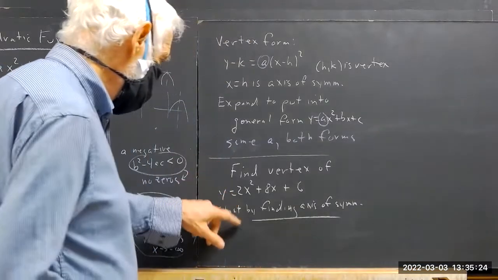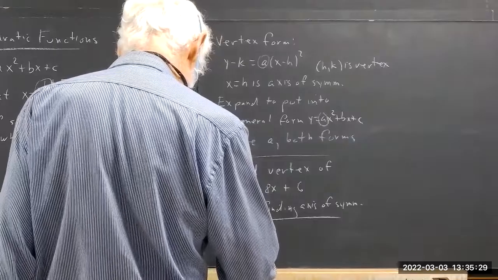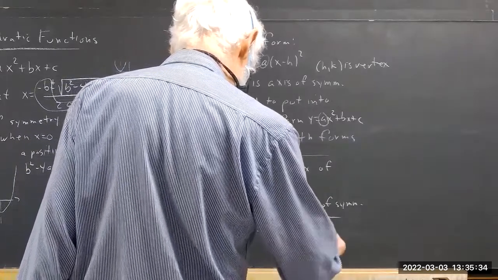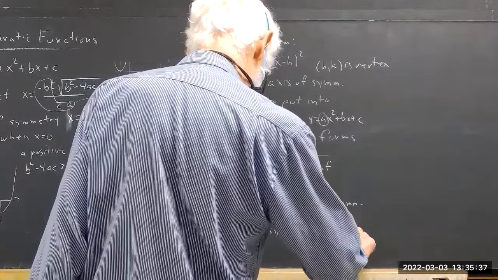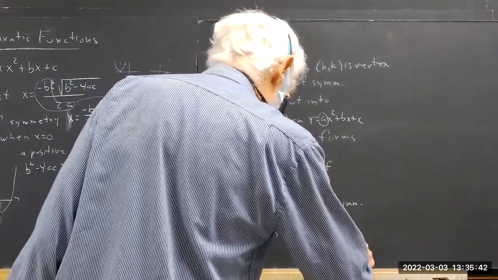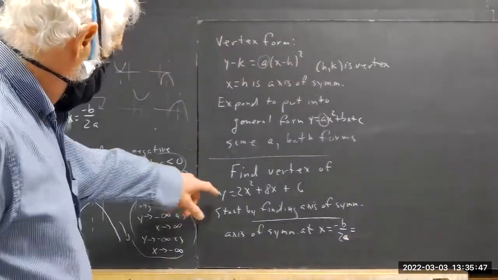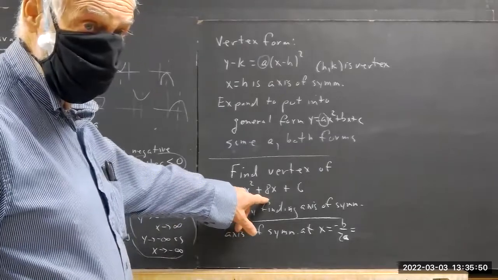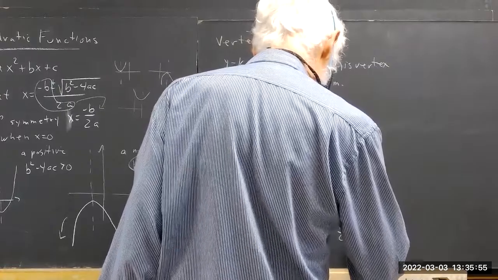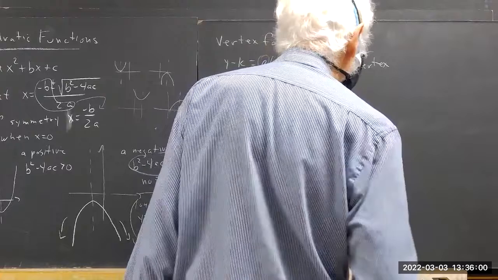So, find the vertex of this. It's x equals negative b over 2a. Let's work that right now. Okay, so b is 8, right? That's negative 8. I think everybody got that. Over 2 times a, which is 2 times 2, which is negative 4.